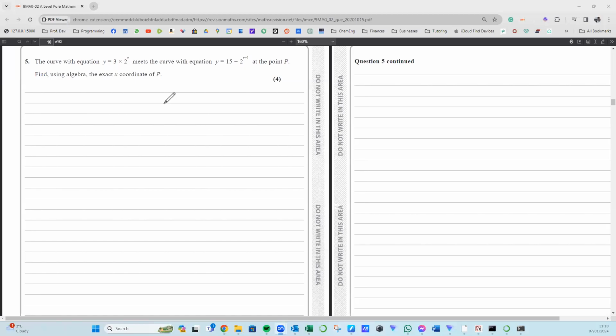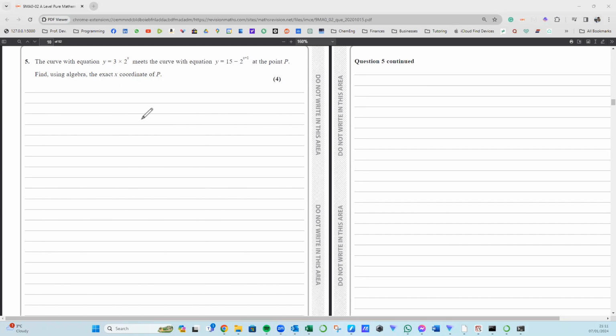So this is going to be question 5 of the October 2020 Pure 2 maths paper. So just going to go through how to do this one. The curve with equation y equals 3 times 2 to the x meets the curve with equation y equals 15 minus 2 to the x plus 1 at the point P. Find using algebra the exact x coordinate of P.